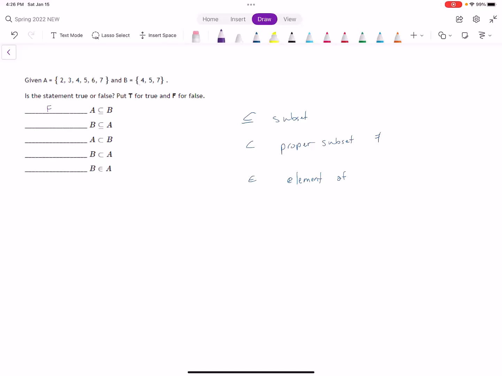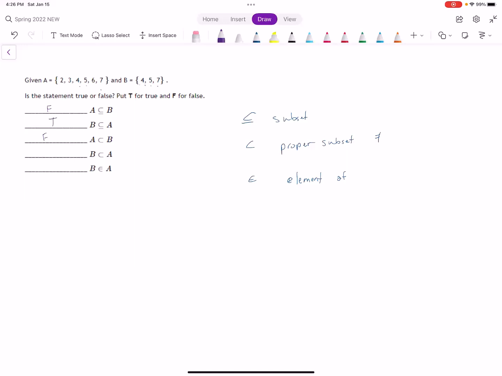Okay. B is a subset of A, so I check B. So 4 is in A, 5 is in A, and 7 is also. So this one will be true. Then we're asked if A is a proper subset of B. Well, if it's not a subset, it can't be a proper subset, so that's false.